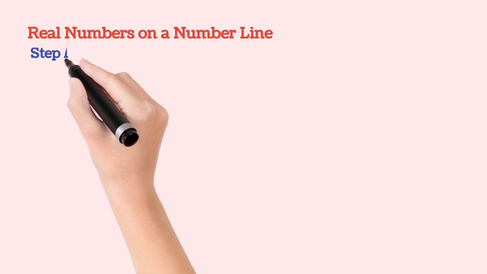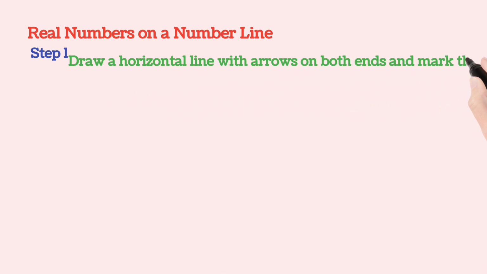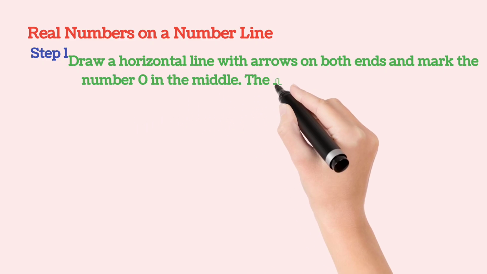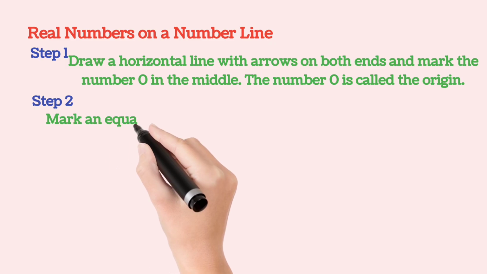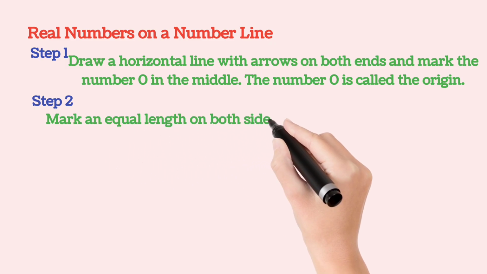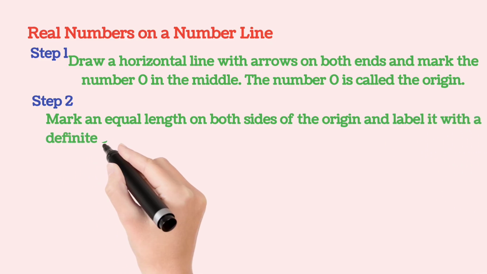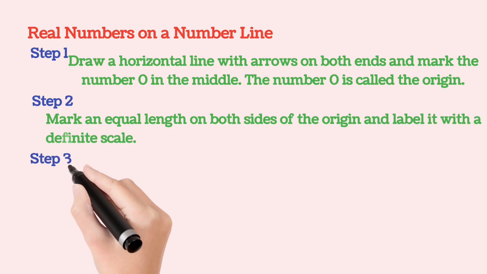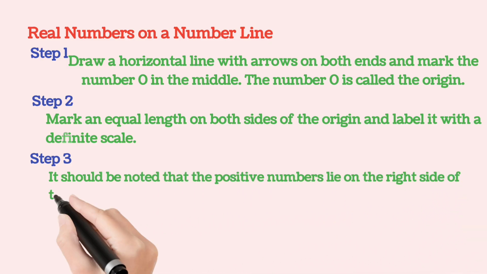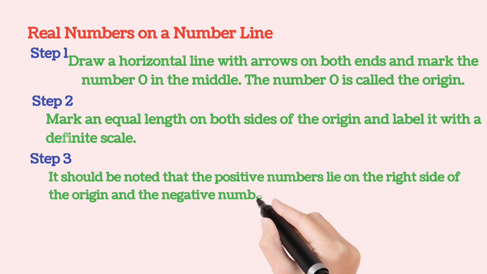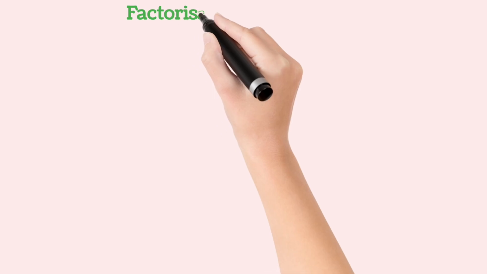आगे हम लोग पढ़ेंगे रियल नंबर्स ऑन द नंबर लाइन। Step 1, draw a horizontal line with arrows on both ends and mark the number 0 in the middle. The number 0 is called the origin. Step 2, mark the equal length on both sides of the origin and label it with a definite scale. Step 3, it should be noted that the positive numbers lie on the right side of the origin and the negative numbers lie on the left side of the origin.